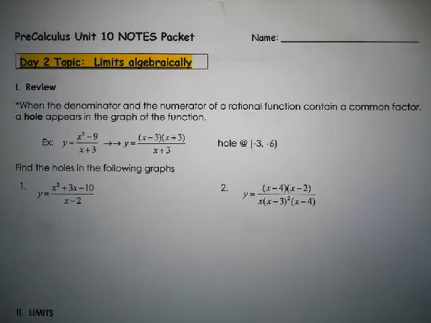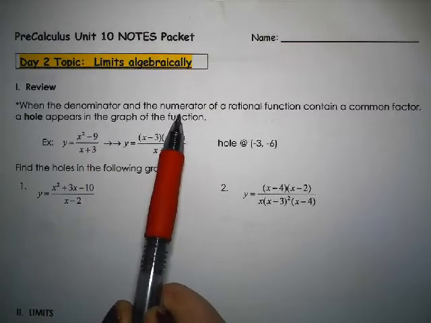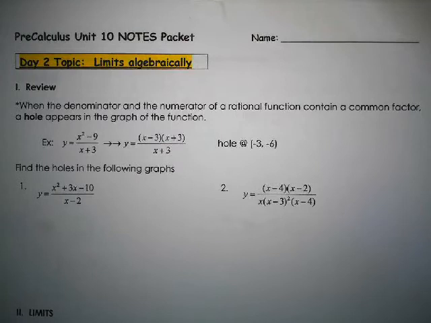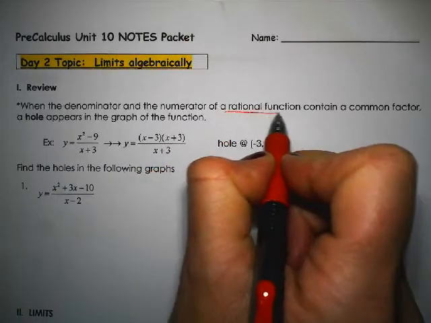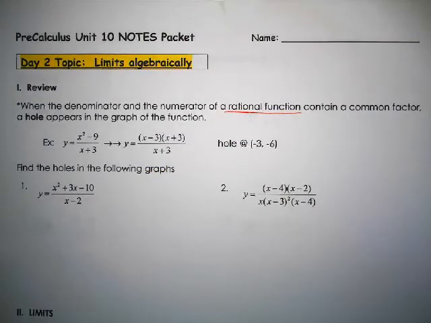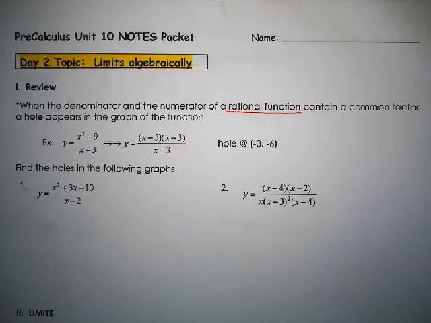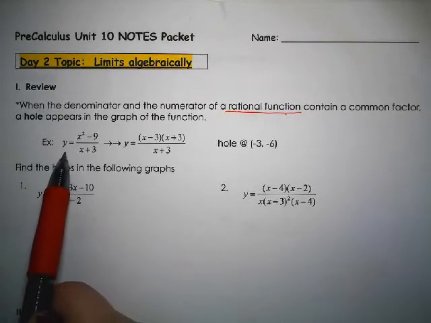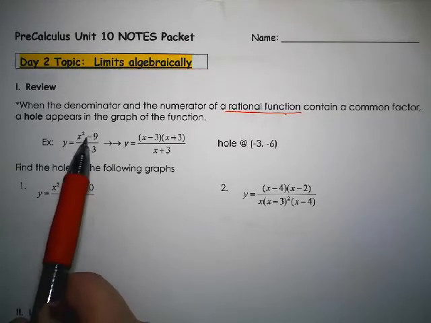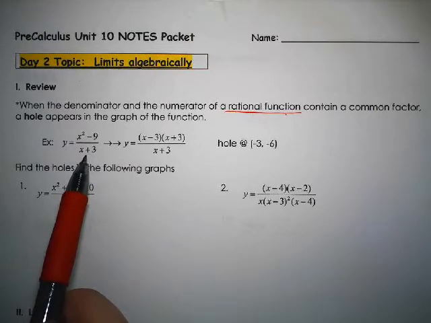And up top I just have a review. Just as a reminder, when the denominator and the numerator of a rational function contain a common factor, a hole appears in the graph. Remind yourself what a rational function is: a fraction. So I have an example here, and the example is y equals x squared minus 9 over x plus 3.